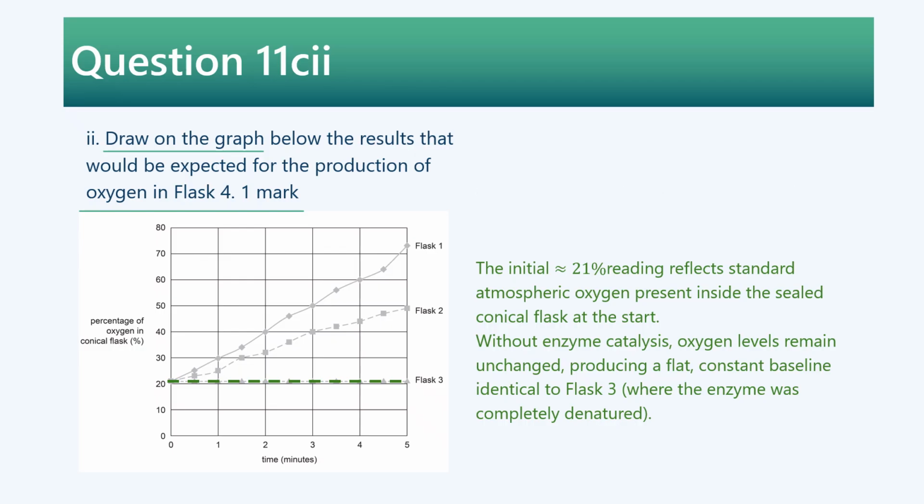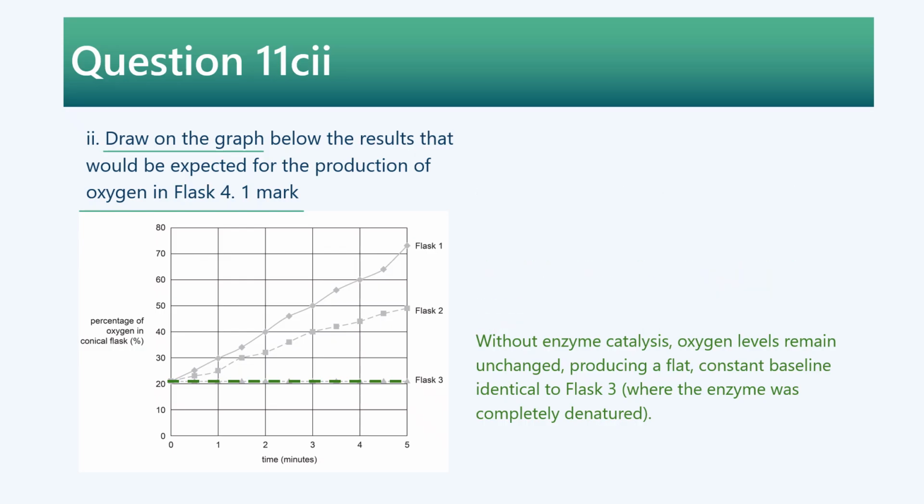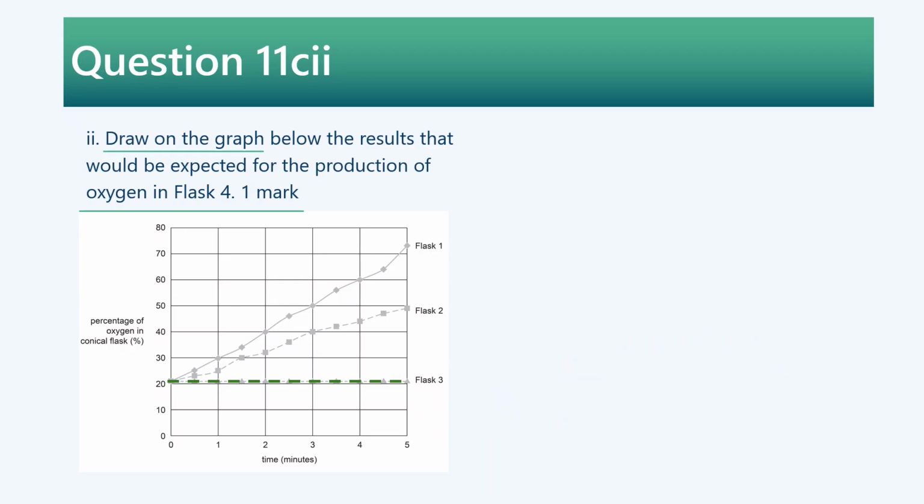To secure the 1 mark on the exam, students must draw a line that meets these specific visual criteria. Position and shape: a straight horizontal line, at approximately 21% along the entire 5-minute duration, overlapping, or virtually identical to the line for Flask 3.